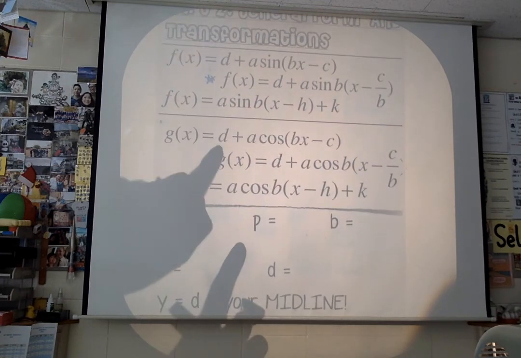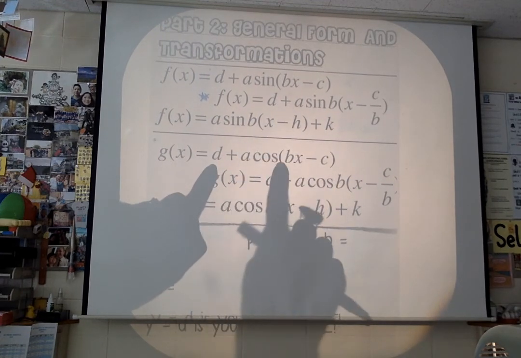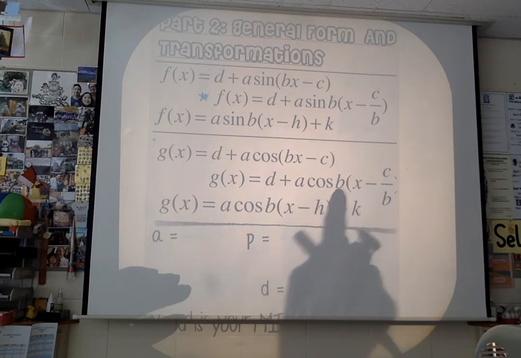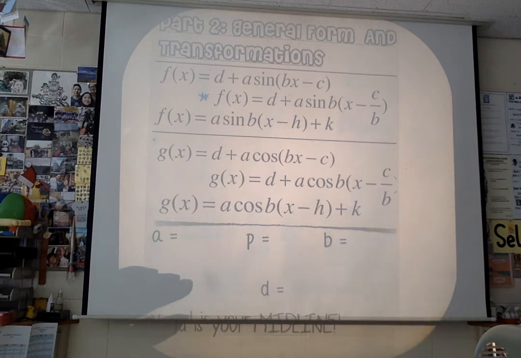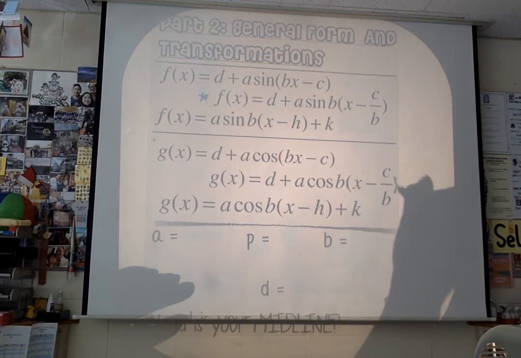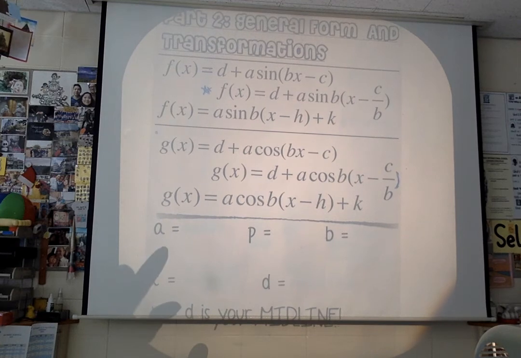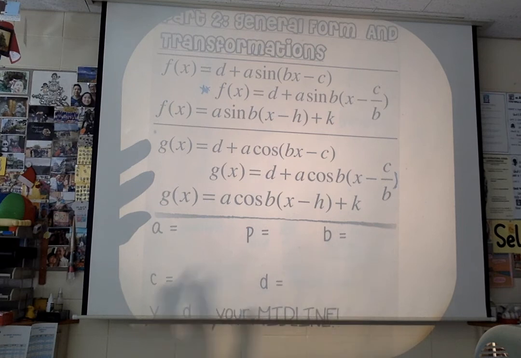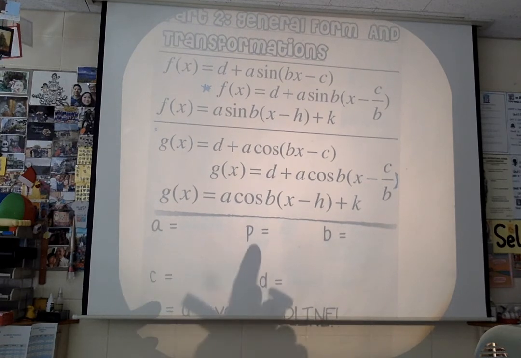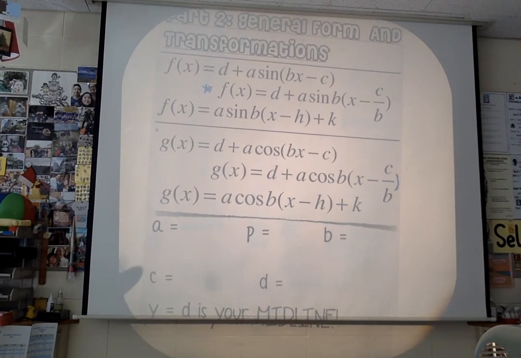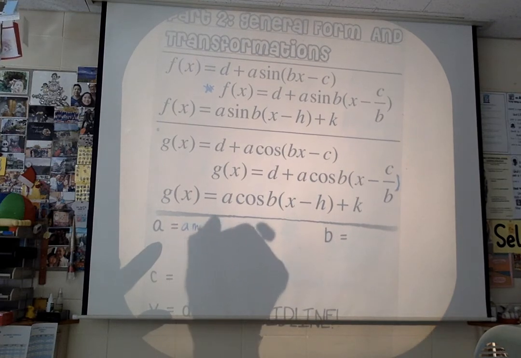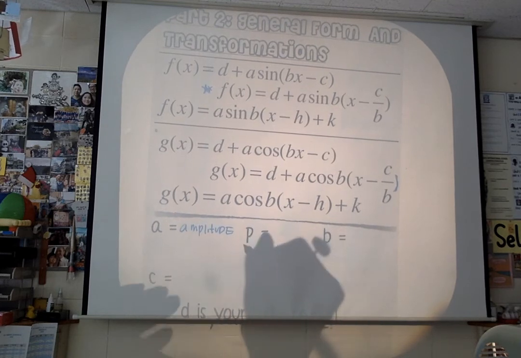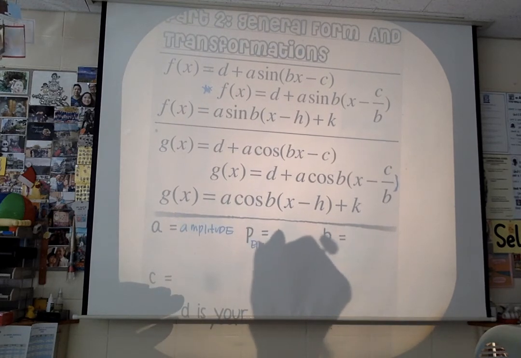But your book uses this right here. g of x equals d plus a cosine parentheses bx minus c, and g of x equals d plus a cosine b, x minus c over b inside the parentheses, all right? Cosine and sine are very similar. Before you start graphing, I like to always know these: A, P, B, C, D. A is your amplitude, okay? P is your period.